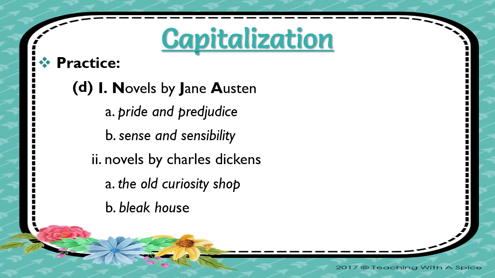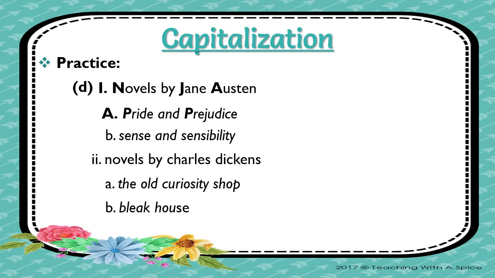I, novels by Jane Austen. We capitalize the I because that's the label of our outline. We always capitalize that. Then we capitalize novels because it begins the outline. And we capitalize Jane Austen because it's her name, so it's a proper noun. Next level, we capitalize the A because it's the second level of our outline. We always capitalize the first two levels.